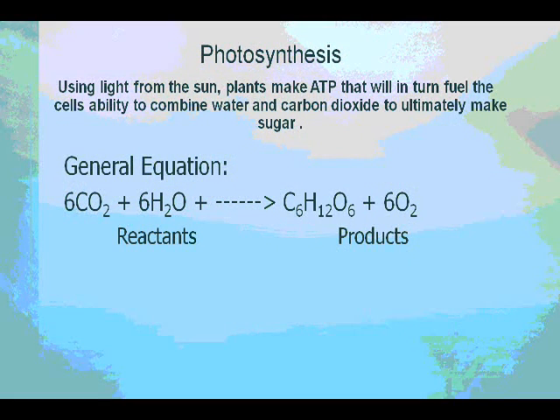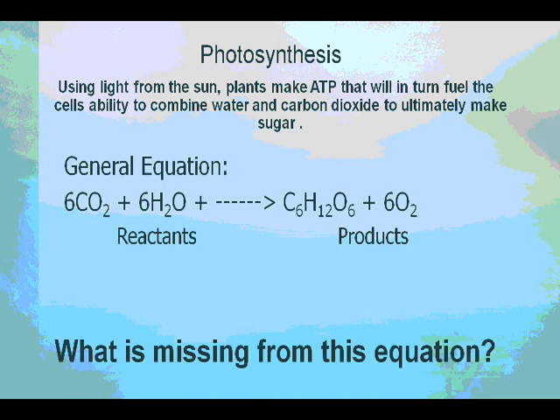Here is the general equation for photosynthesis. Using light from the sun, plants make ATP and then use that as fuel to combine water and carbon dioxide to make sugar. The reactants are carbon dioxide and water, and the products are glucose and oxygen.